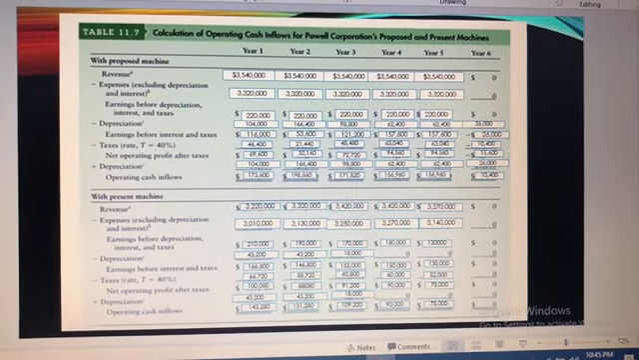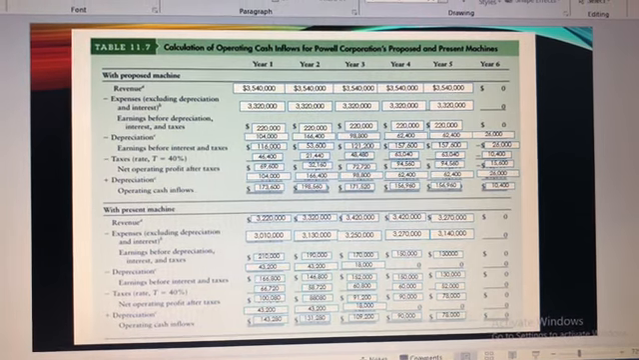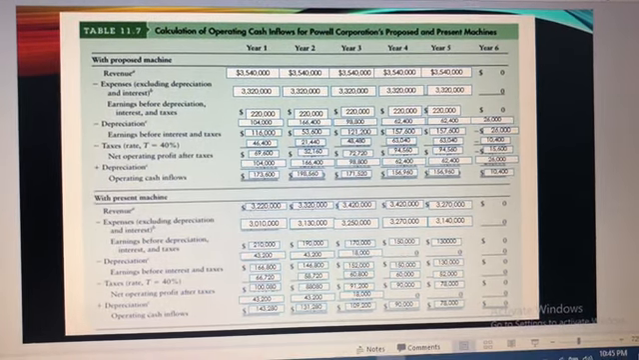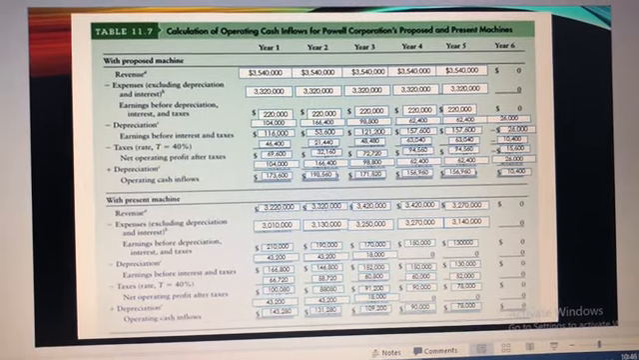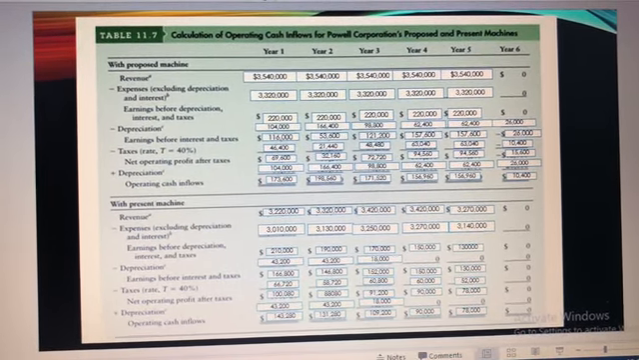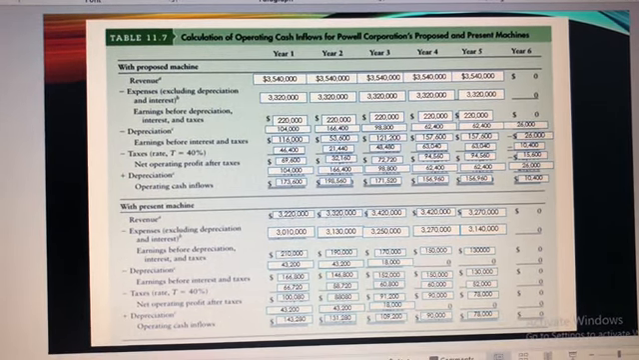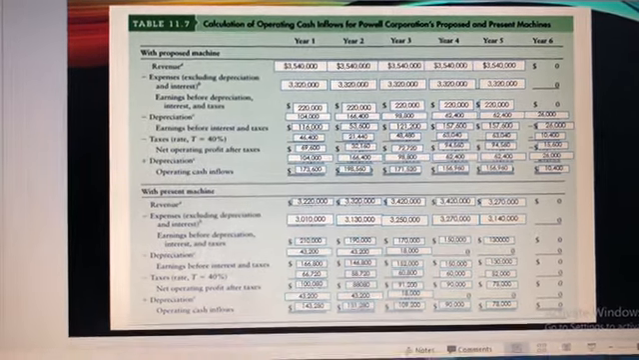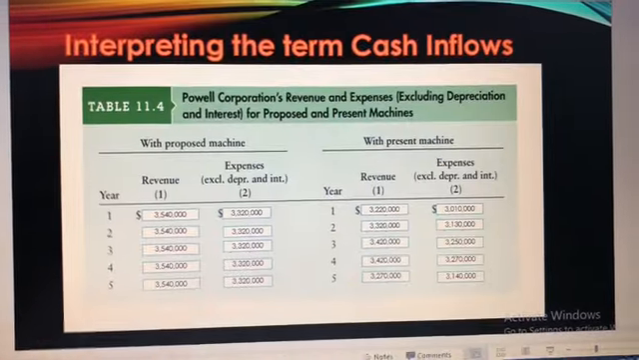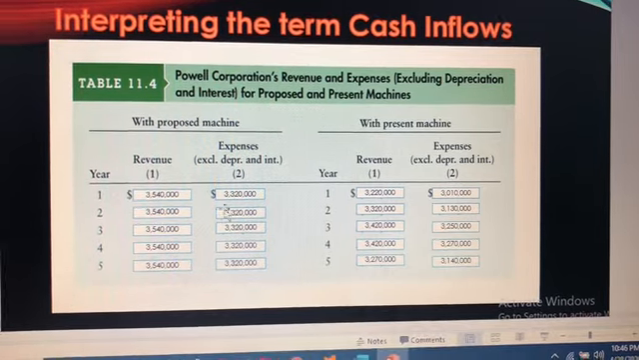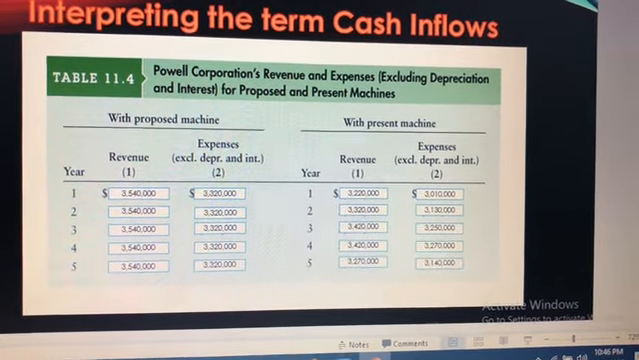Table 11.7, calculation of operating cash inflows for Powell Corporation's proposed and present machine. We will be showing how to solve this table. We will begin with the proposed machine. Here we're going to take our revenue minus our expense. Our revenue being 3,540,000 minus our expense 3,320,000. These two are found in table 11.4, our revenue minus our expense.